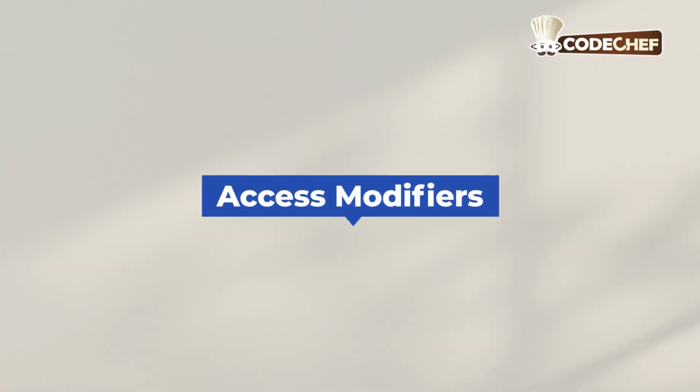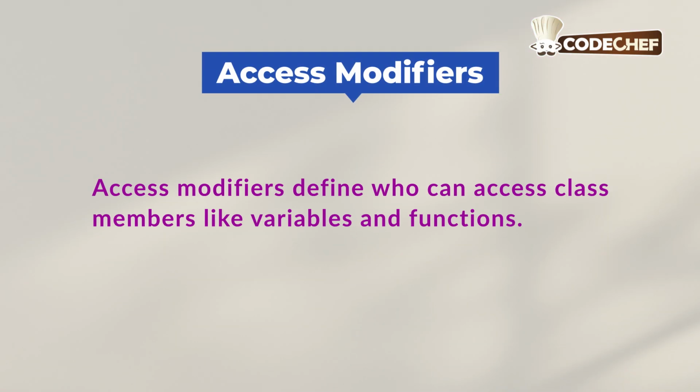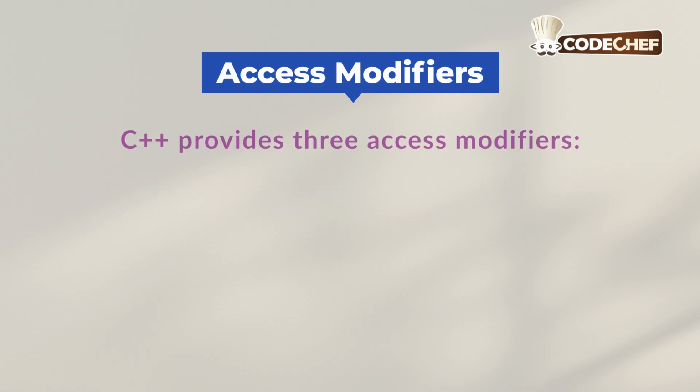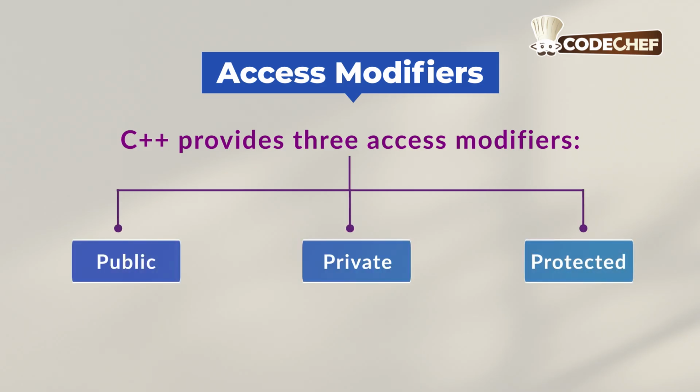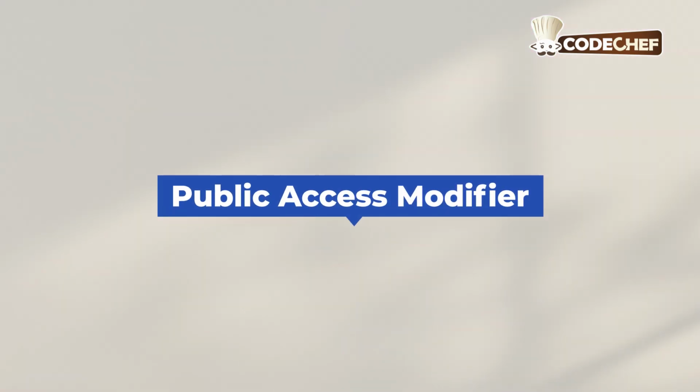Access modifiers. Access modifiers define who can access class members like variables and functions. C++ provides three access modifiers. First is public, second is private, and third is protected. Let's start with public access modifier.